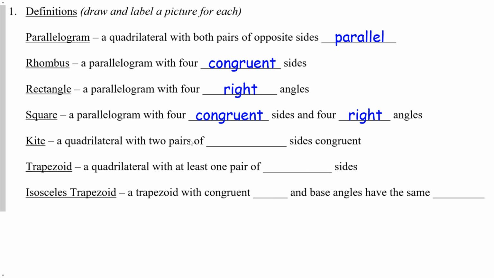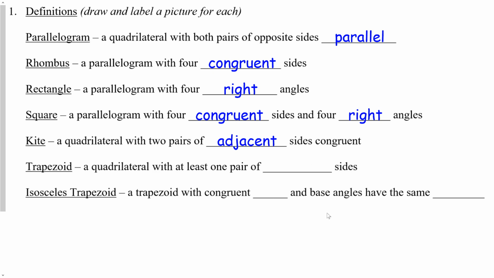A kite is a quadrilateral that has two pairs of adjacent sides congruent. The term adjacent means next to. You have the idea of opposite, meaning they're not touching each other, or adjacent, which means they are touching, they are next to each other.